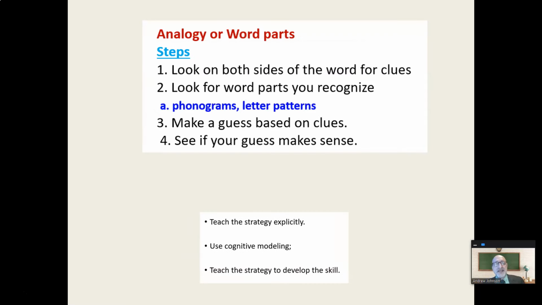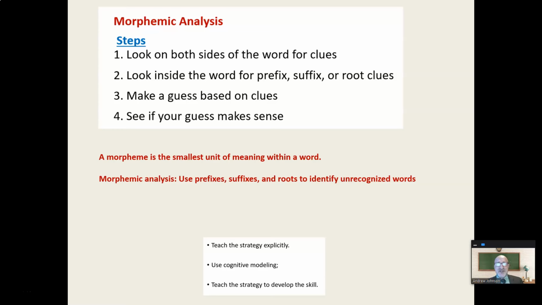The same with analogy. Both sides of the word, look for parts you recognize, make a guess based on clues, see if your guess makes sense. We teach those steps explicitly. The same with morphemic analysis. A morpheme is the smallest unit of meaning within a word. Prefixes, suffixes, and roots. We teach the strategy explicitly. Over time, students internalize that.